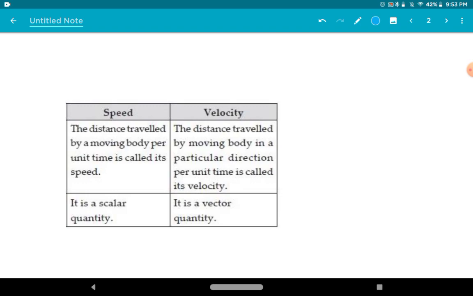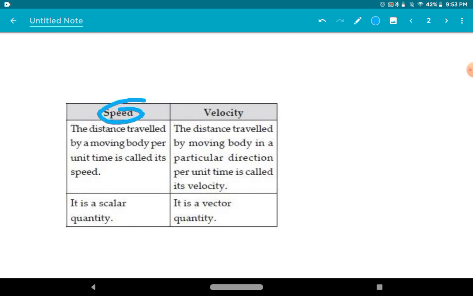Now let's move to speed and velocity. So what is speed? The distance traveled by a moving object per unit time is called speed. एक particular amount of time में जो बॉडी है वो कितना डिस्टेंस ट्रेवल करती है, इट्स नोन एज स्पीड. वेलोसिटी, द डिस्टेंस ट्रेवल्ड बाय अ मूविंग ऑब्जेक्ट इन अ पर्टिकुलर डायरेक्शन पर यूनिट टाइम इज कॉल्ड its velocity.